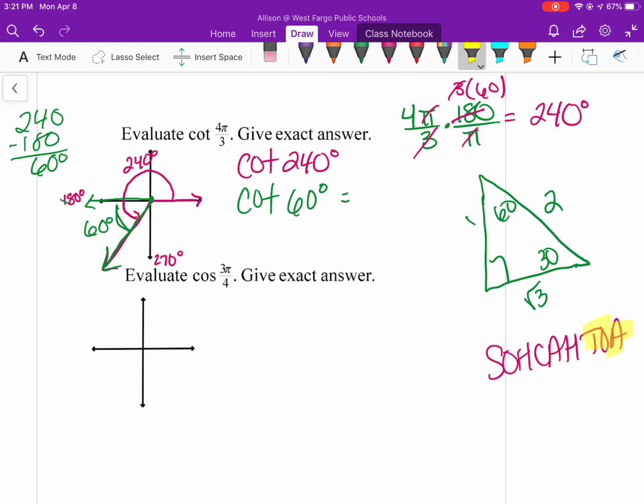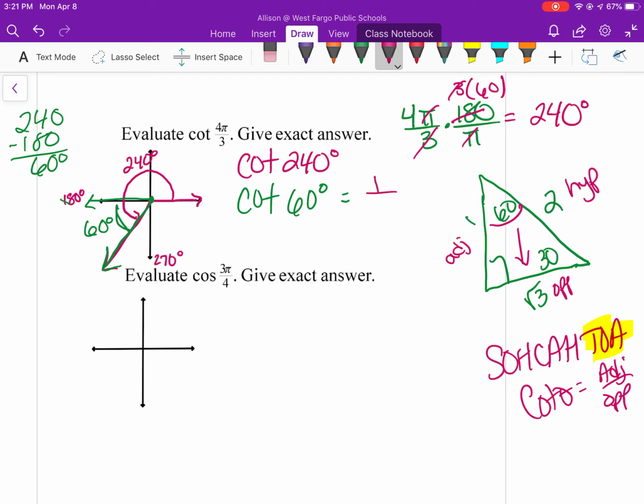Tangent is opposite over adjacent. So that means that cotangent of theta will be adjacent over opposite. So I wanted 60 degrees. So this one's going to be my opposite side, adjacent side, and hypotenuse. So cotangent of 60 will be adjacent 1 over opposite square root of 3. Now we're going to multiply that by the square root of 3 on top and bottom so that we have it rationalized. So that's going to give me the square root of 3 over 3.